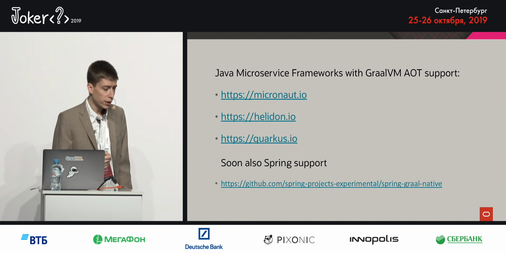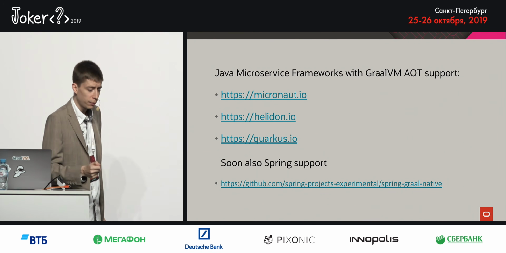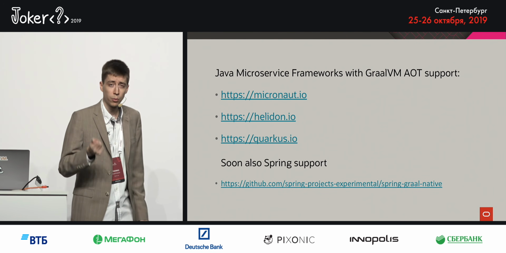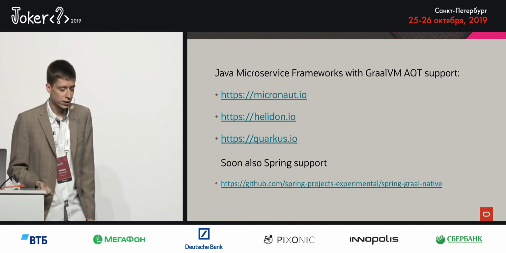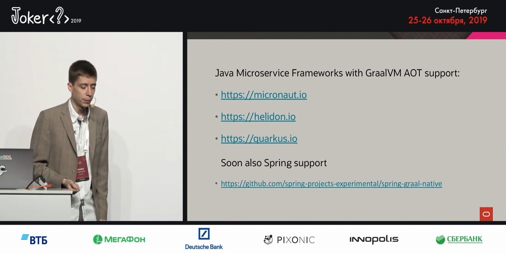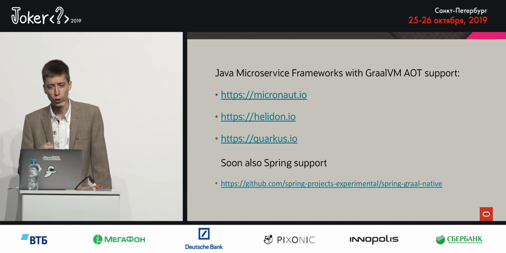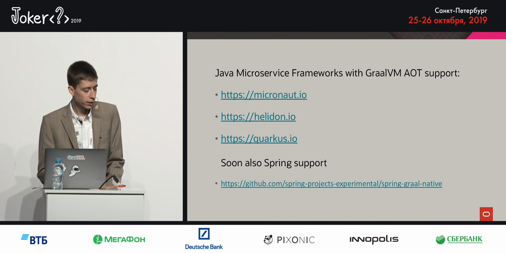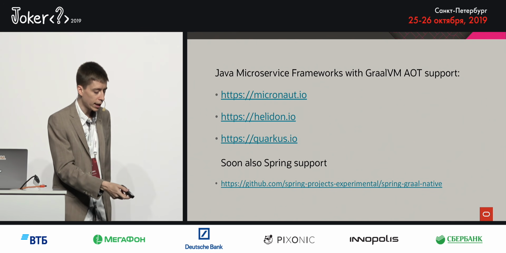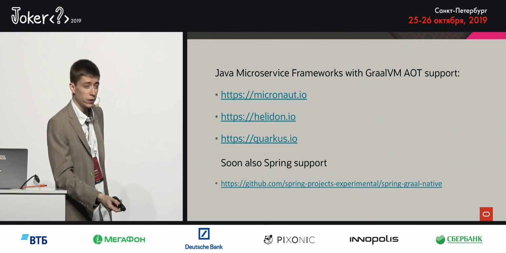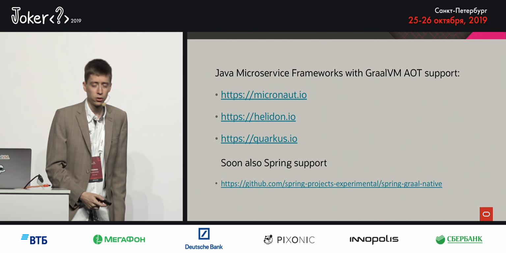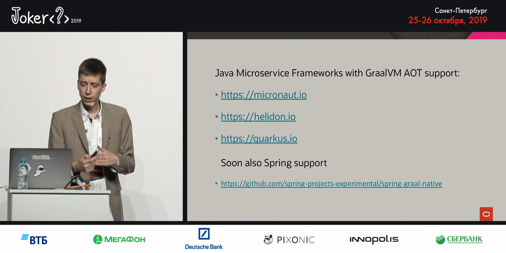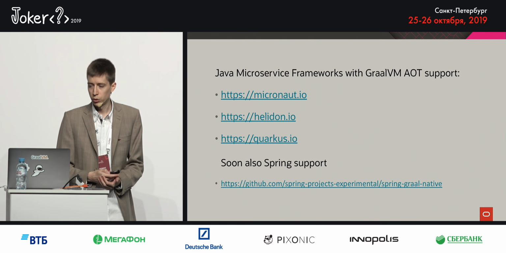So this ahead-of-time compiled mode is available for many frameworks. It's available for Micronaut, it's available for Helidon, it's available for Quarkus, and we're currently working as well with the Spring team to make it work for Spring. For Spring, there's already an experimental project on GitHub where you can see several Spring applications that are available for being compiled with native image. But we're still working with the Spring team to improve that.